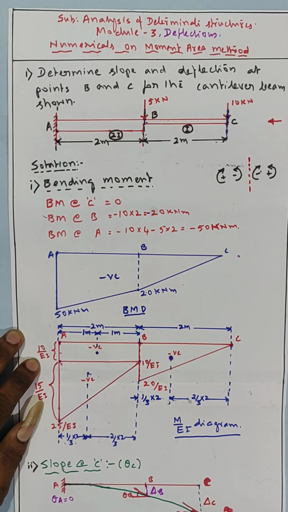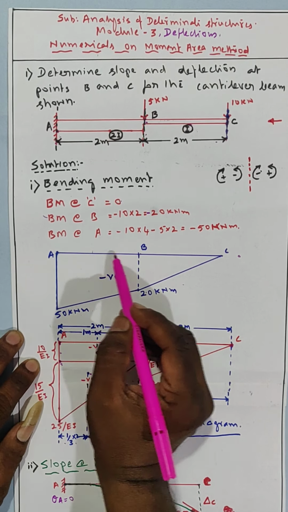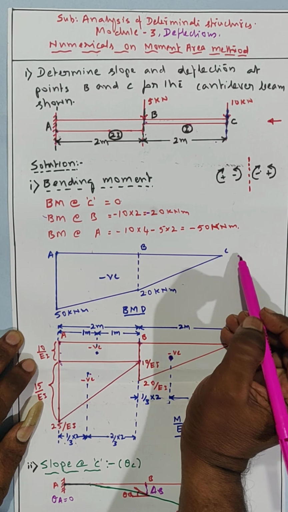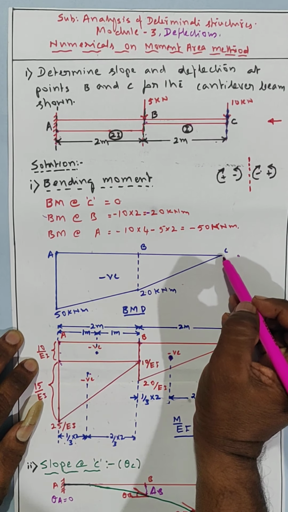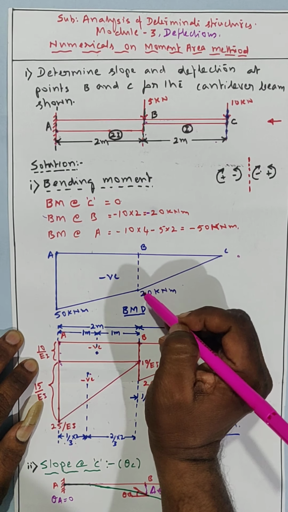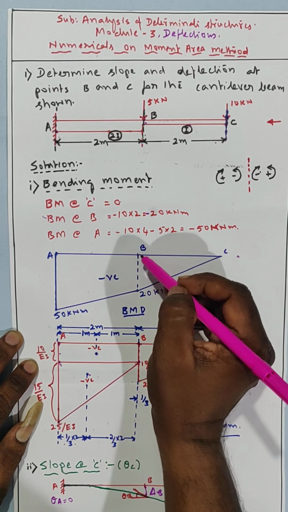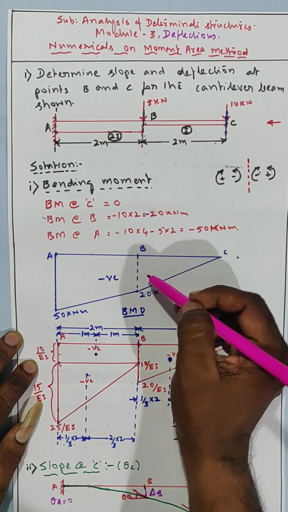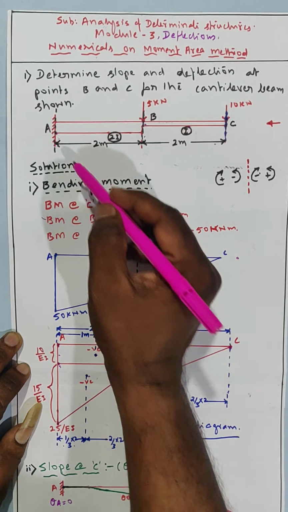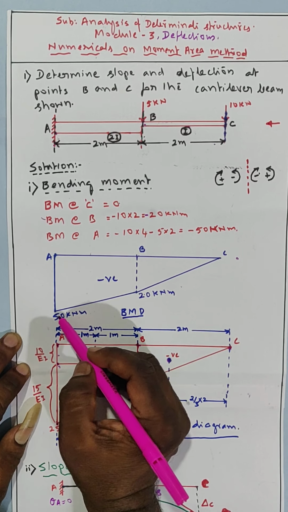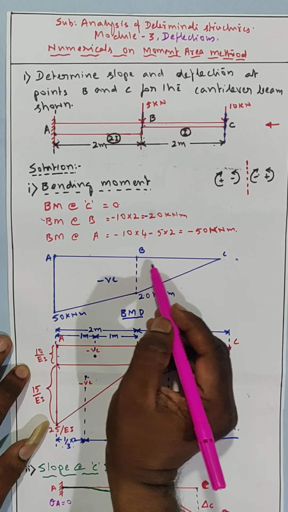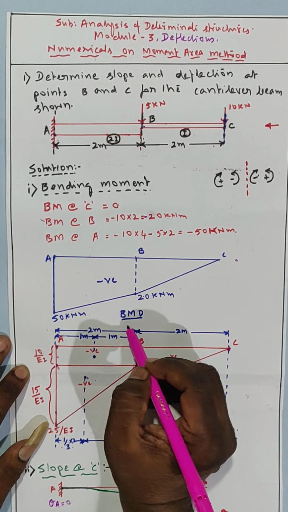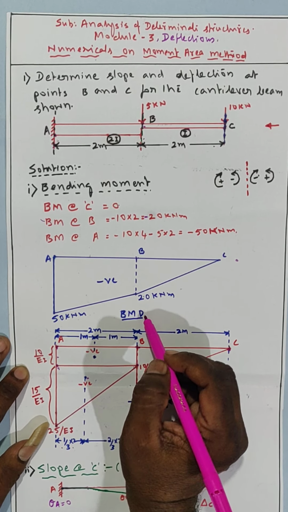Now I have to draw the bending moment diagram. So this is the reference line AC where the bending moment is 0. See, the bending moment at C is 0. At B it is minus 20 kN meter. Minus means below, plus means above. At A it is minus 50 kN meter. So the total bending moment diagram is negative. Therefore it is called the bending moment diagram, BMD.